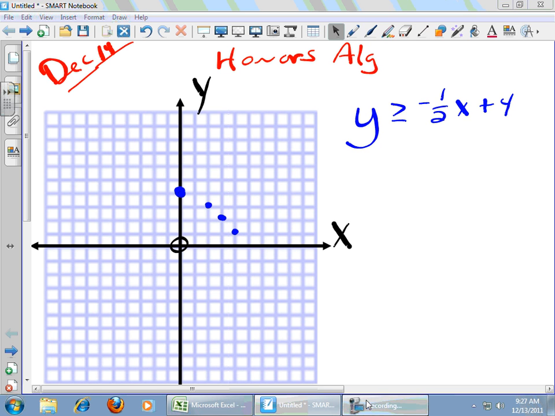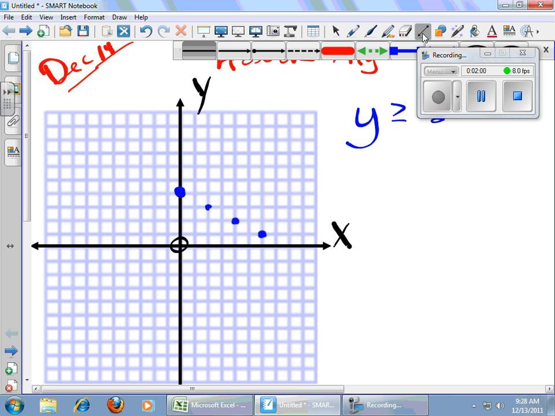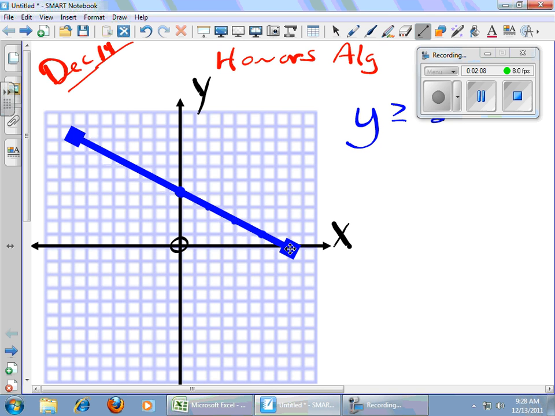Hold on one second, folks. Sorry about that. I was having a little problem with my orientation, so I went down 1, right 2. Then I need to go down 1 over 2 more. That looks a lot better. Let me get this line drawn. Now it'll be a solid line, right? I'm going to make it blue.